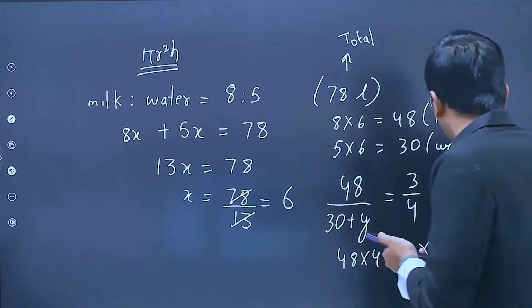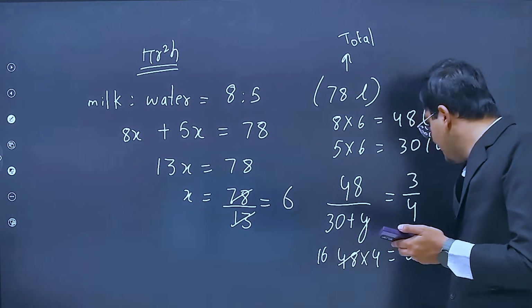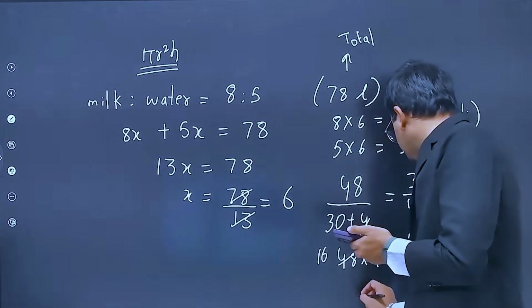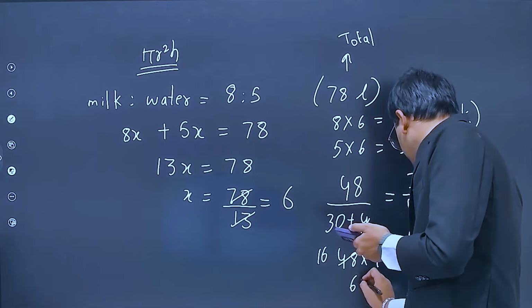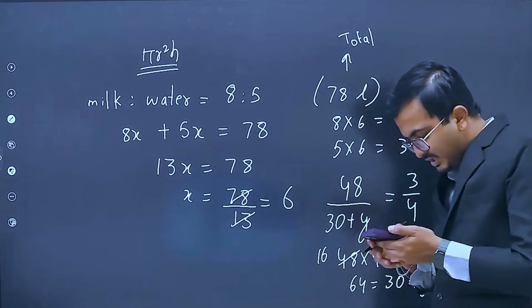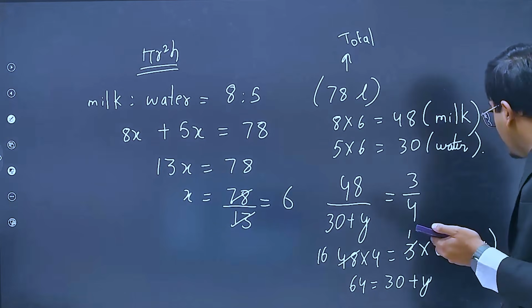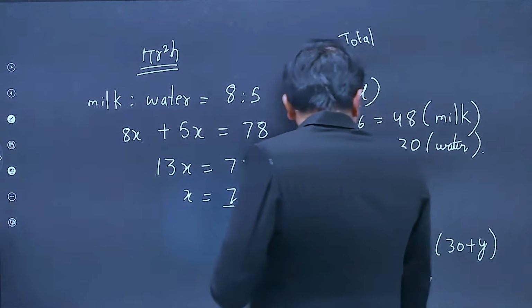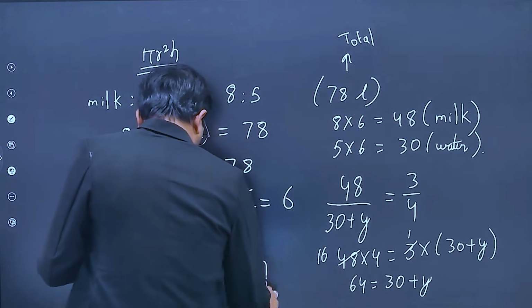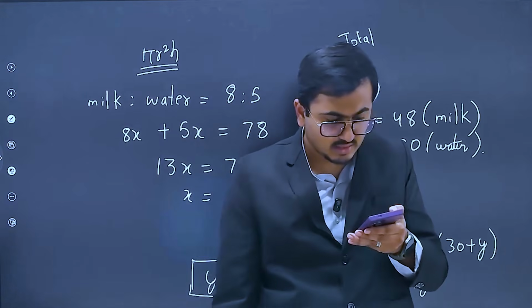So you can cancel this beautifully because this goes with 16. 16 threes is 48, so 16 fours will become 64, which equals 30 plus y. Now you can find the value of y. How much will be the value of y? y would be 34. I hope the doubt is clear, everyone.